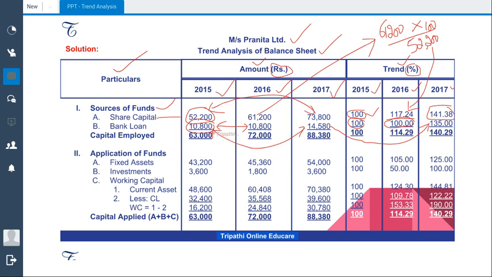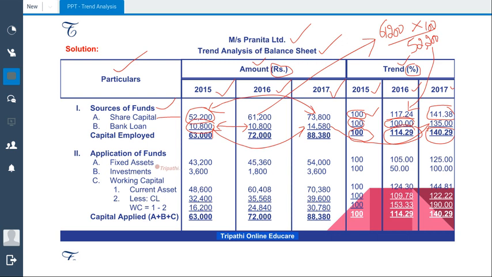Before that, you can see capital employed also. Capital employed first year is 100%, second year 114.29%, and third year 140.29%. So again, the trend of capital employed, or the total sources of fund, is increasing.